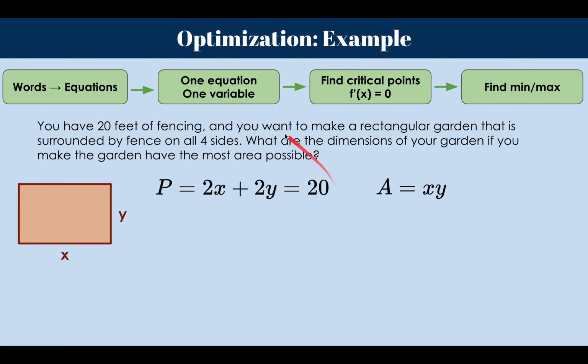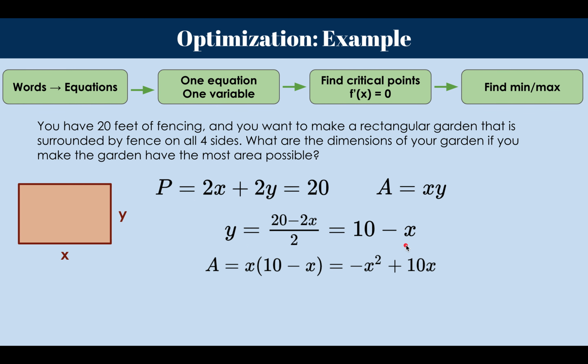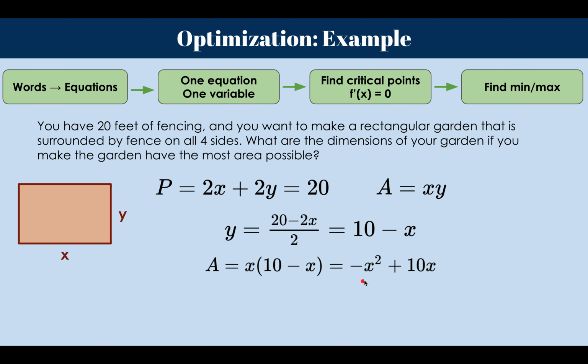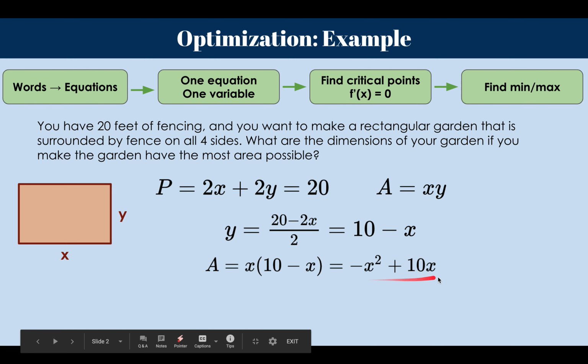Now we want to convert these two equations into one equation with one variable. Let's first solve for y using the perimeter equation, and we get that y equals 10 minus x. Now we can just plug this value for y into the area equation, and we get the area is equal to negative x squared plus 10x. So this is the one equation, the one function that we made, and now we want to optimize.